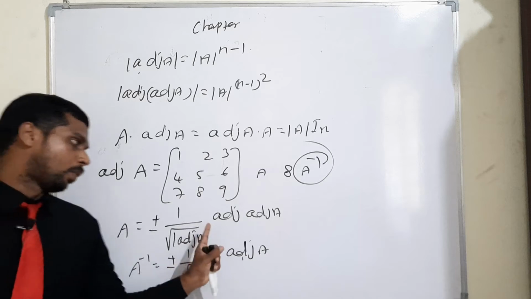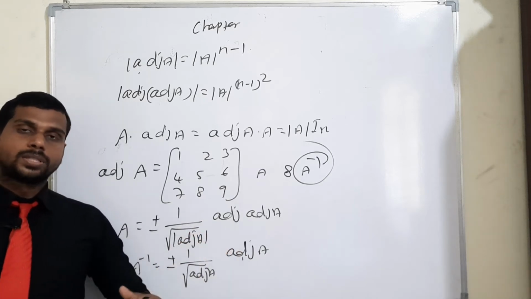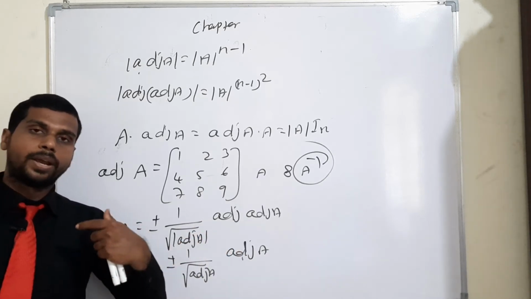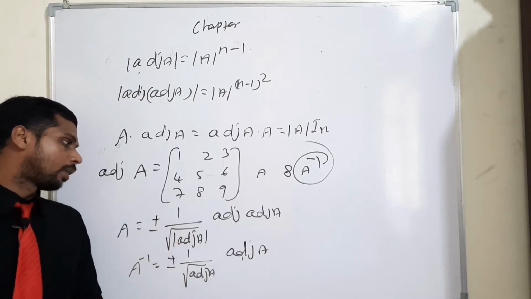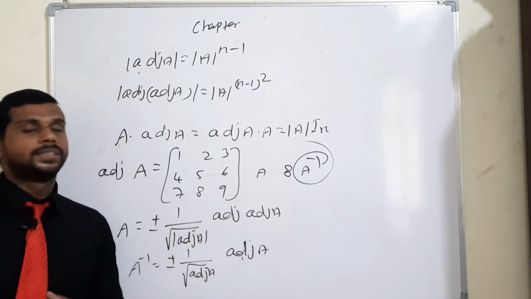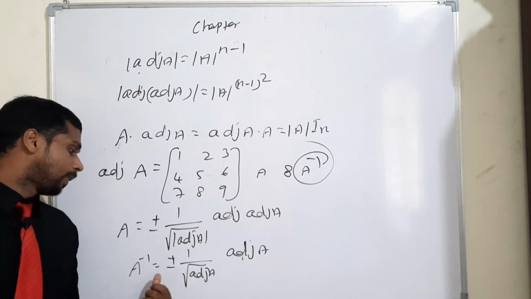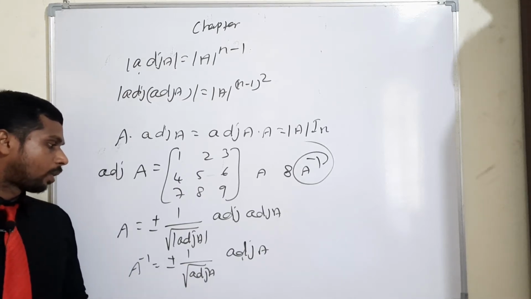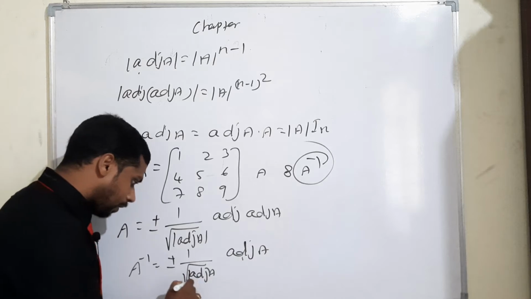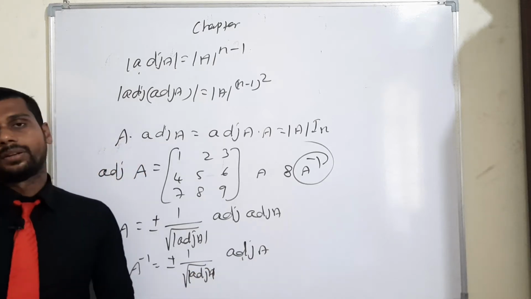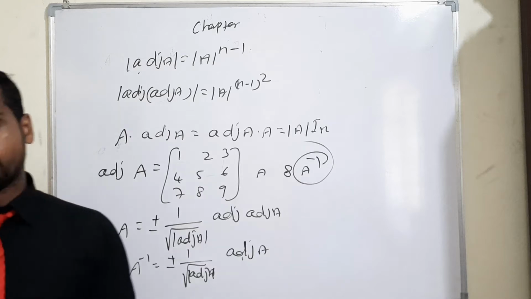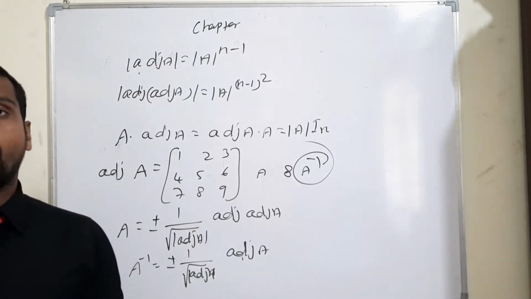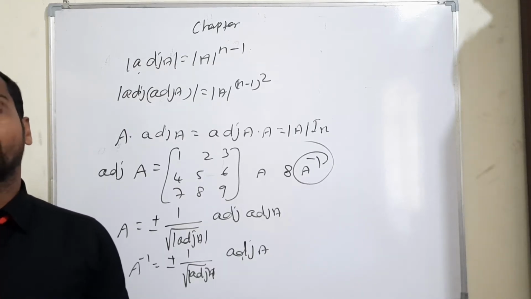Okay, some important points; some questions will be possible. Only adjoint of A is given, find A. To find A, we can apply plus or minus 1 by square root of determinant of adjoint of A into adjoint of A. For A inverse, it is plus or minus 1 by square root of determinant... sorry, determinant of adjoint of A into adjoint of A. This is also some important points in chapter number 1. Okay, I will move on and continue with the new chapter, chapter 2.